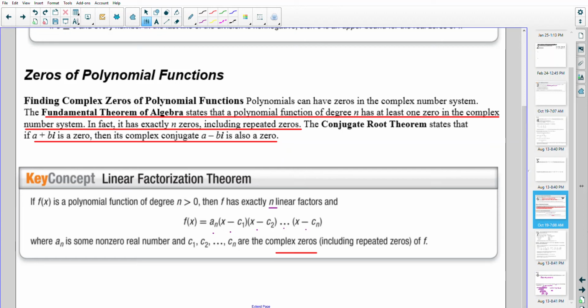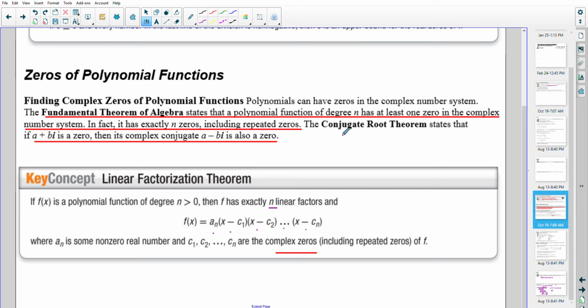To determine the total number of zeros of a polynomial function, we can apply the fundamental theorem of algebra, which is a big hitter. The fundamental theorem of algebra contains numbers in the complex number system. So now we're looking at numbers that are imaginary, such as bi. The fundamental theorem of algebra says that if you have a leading degree n, that means there has to be exactly n zeros, and that includes complex numbers.